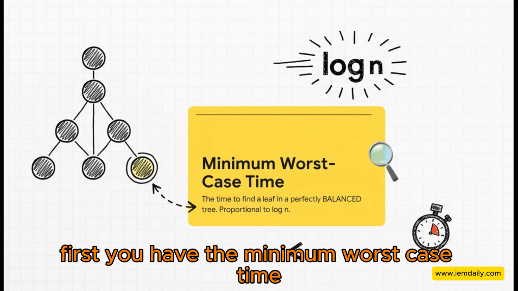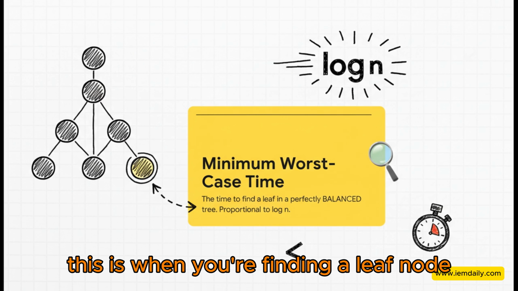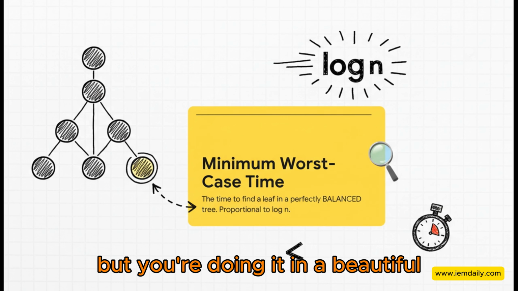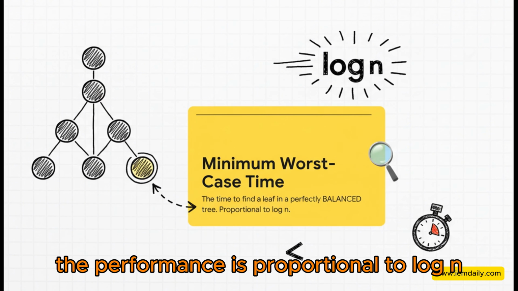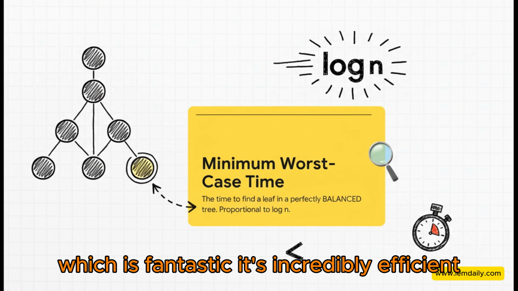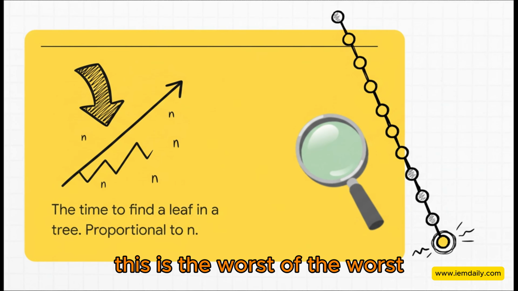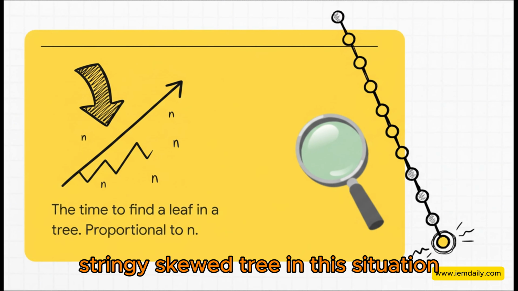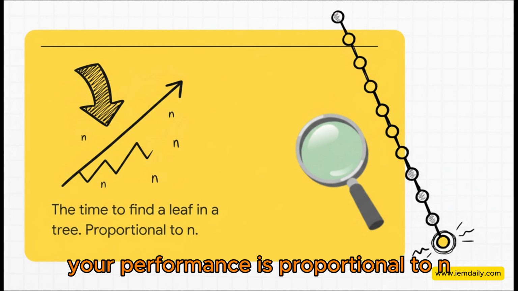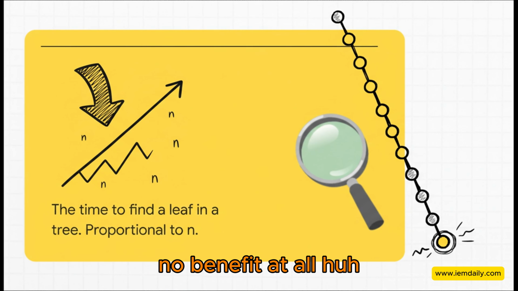First, you have the minimum worst case time. You can think of this as the best of the worst. This is when you're finding a leaf node, but you're doing it in a beautiful, perfectly balanced tree. The performance is proportional to log n, which is fantastic. It's incredibly efficient. And then you have the maximum worst case time. This is the worst of the worst. It's when you're stuck finding a leaf in that horrible, stringy, skewed tree. In this situation, your performance is proportional to n. All that clever tree structure gave you no benefit at all.